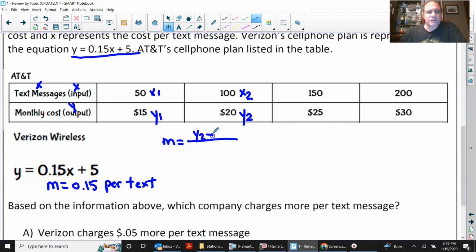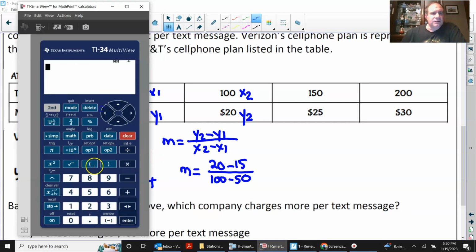A little bit different. Y2 minus Y1 over X2 minus X1. So we're going to put Y2 minus Y1 over X2 minus X1. I'm going to have to get my calculator going on this one. Press the fraction symbol. I'm going to have 20 minus 15 and 100 minus 50. And I'm going to get 5 over 50. And you see that arrow down? That means simplify. 1 over 10.